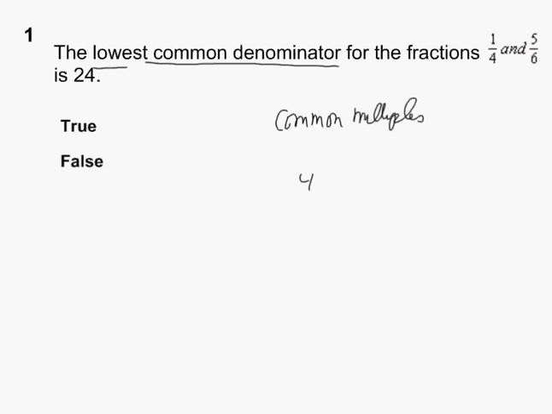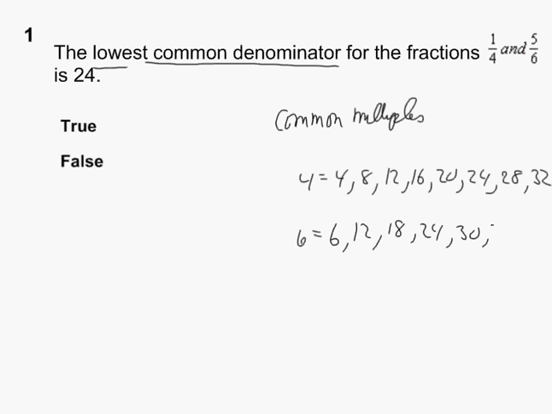So for 4 and 6, those are our denominators. The multiples of 4, I'll stop there because I can keep going, and the multiples of 6, I'll stop there. Of those common multiples, any one that they share in common can be used as a common denominator. But for this particular one, the lowest common denominator they share, or the lowest common multiple, is 12. And therefore, 12 is going to be the lowest common denominator.